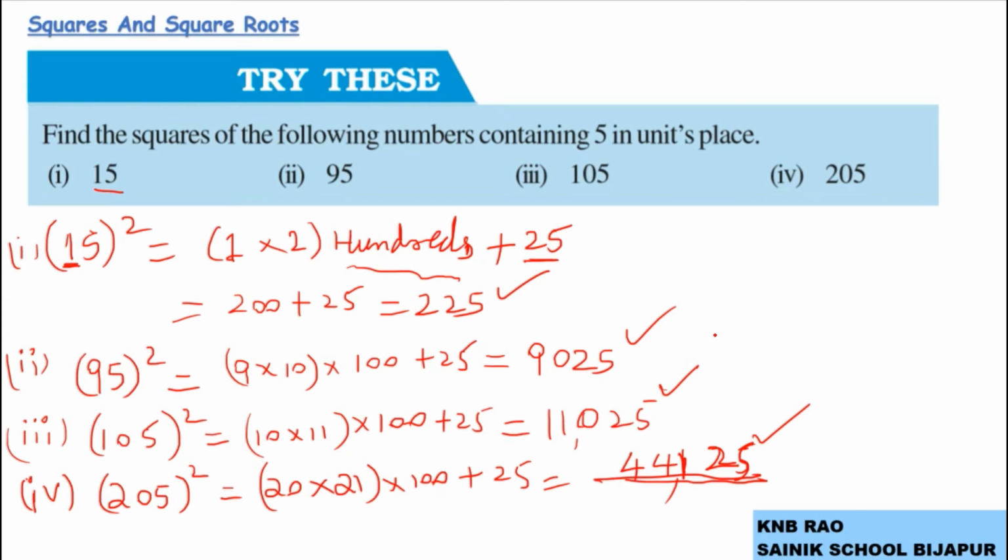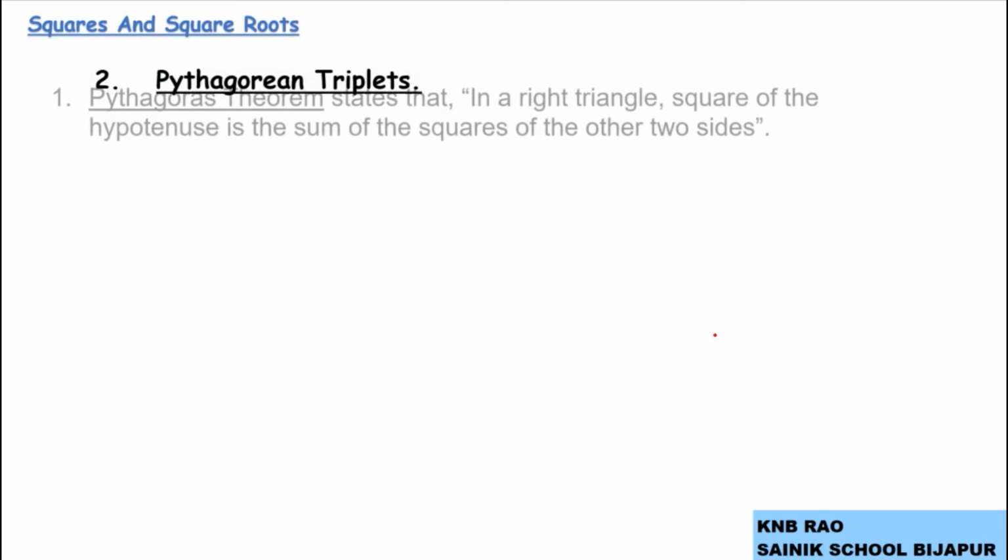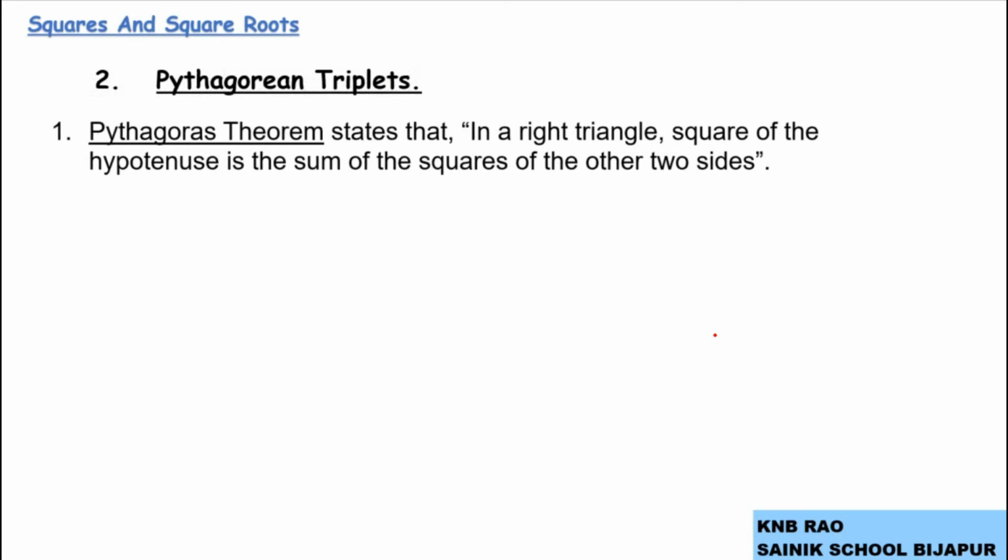Students, now I will go for Pythagorean triplets. Now, to know what is Pythagorean triplets, we must know what is Pythagoras theorem. What is Pythagoras theorem? Pythagoras theorem states that in a right triangle, remember, a right triangle is a triangle with one of its angle being right angle.